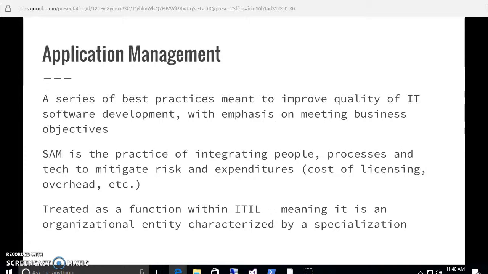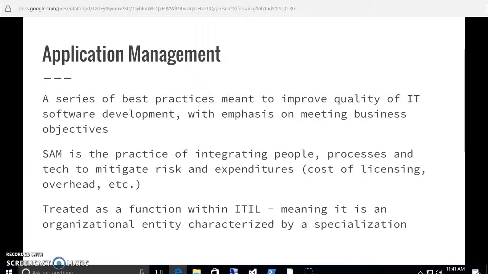So ITIL application management encompasses a set of best practices proposed to improve the overall quality of IT software development and support through the life cycle of software development projects, with particular attention to gathering and defining requirements that meet business objectives.